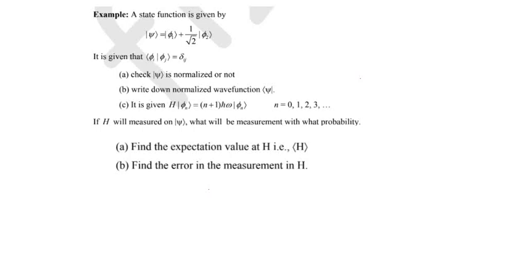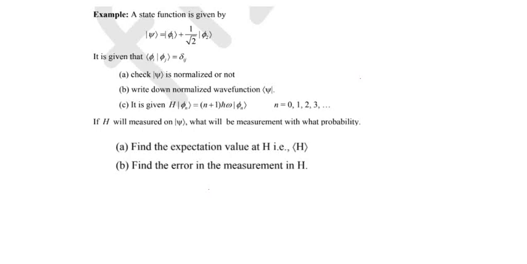Okay, when you see here, a wave function is represented as a linear combination of two wave functions. Psi is equal to phi 1 plus 1 by root 2 phi 2. And it is given that <phi_i|phi_j> equals delta ij. That is, the phi functions are orthonormal, so they satisfy both the orthogonality condition and the normalization condition. So what do we check? Whether psi is normalized or not.